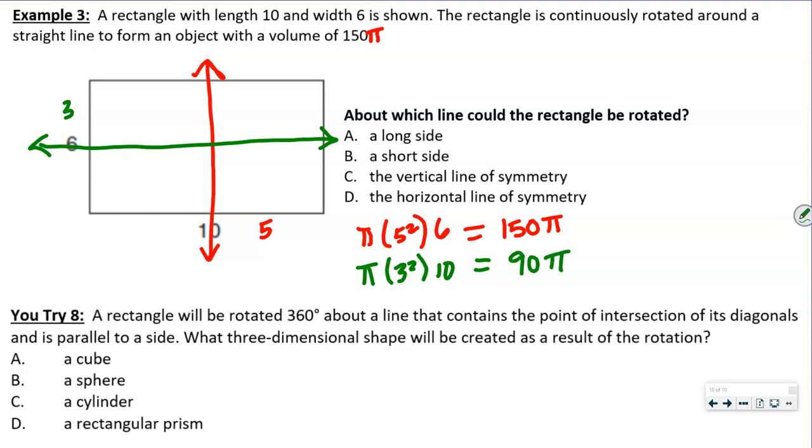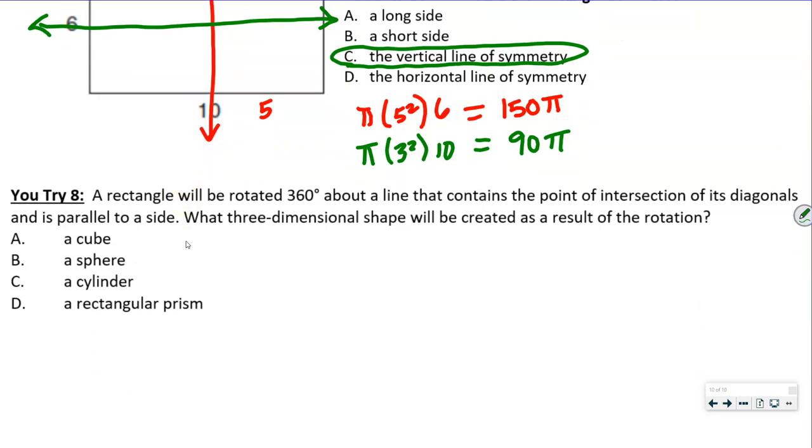So it says about which line could the rectangle be rotated? A long side, a short side, the vertical line of symmetry, or a horizontal line of symmetry. So I say a vertical line of symmetry because that's the one that gave us the volume. Now again, if we did it around one of the other edges, then we would have had 10 squared and 6 squared. So that again would not have gotten us the volume that they're giving us up here, which is 150 pi.